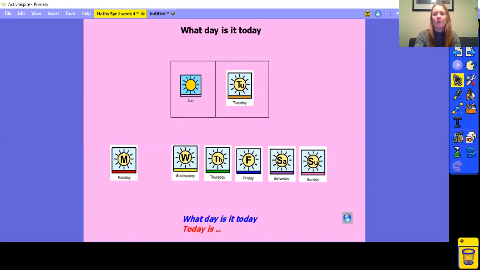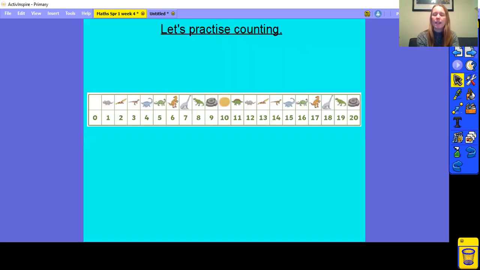Well done. Today we're going to practice our counting using numbers between 0 and 20. Before we start, let's just remind ourselves about our teen numbers. Don't forget that they all have the n sound at the end. Let's practice them together. My turn, your turn.